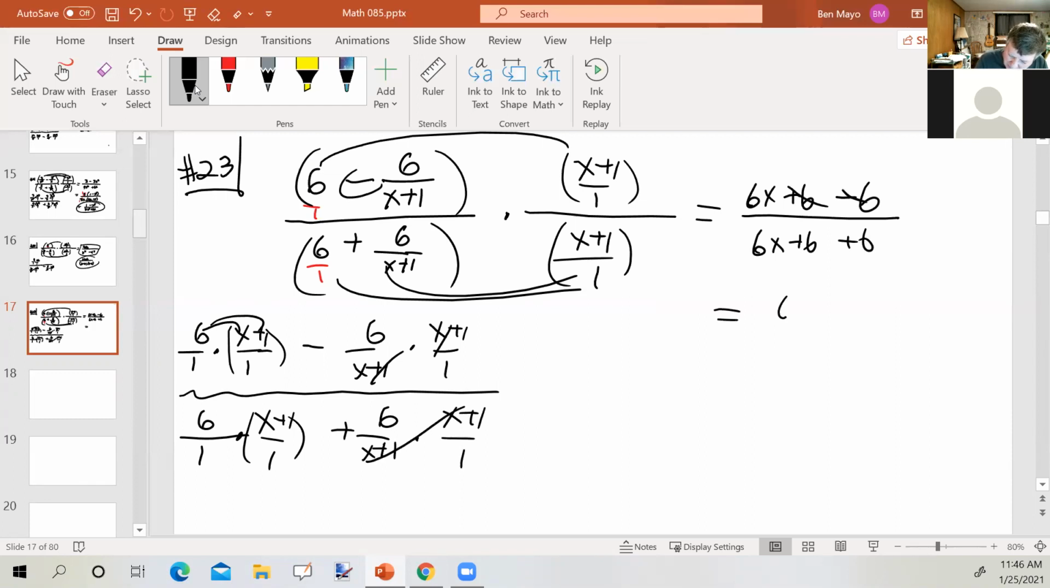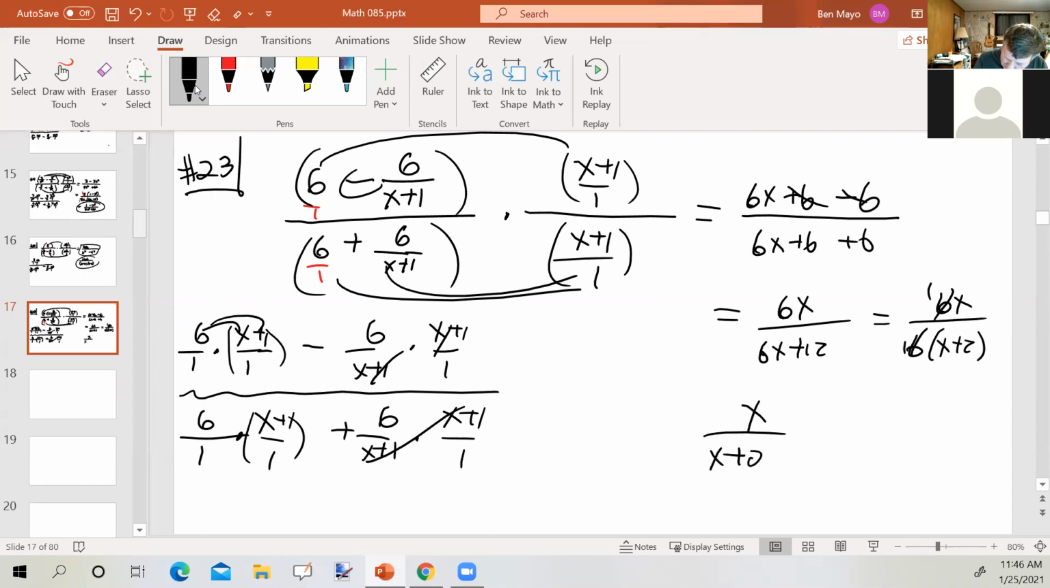So in the numerator, we get 6x. In the denominator, we get 6x plus 12. But we could factor a 6 out of the bottom and then reduce out a 6. So we end up with x over x plus 2.